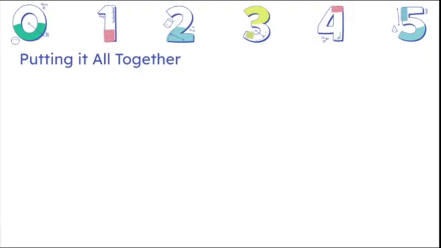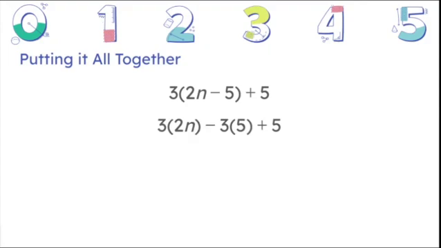Okay, let's put it all together and simplify this expression. We're going to have to call on our understanding of algebraic properties in order to do this one. Our first step will be to use the distributive property to resolve what's inside the brackets, 2n minus 5. We're going to have to multiply 3 by 2n and then also by 5. And then we just have our constant term plus 5. We can't forget about it. We've got to keep it in our expression. So we have 3 times 2n minus 3 times 5 plus 5.